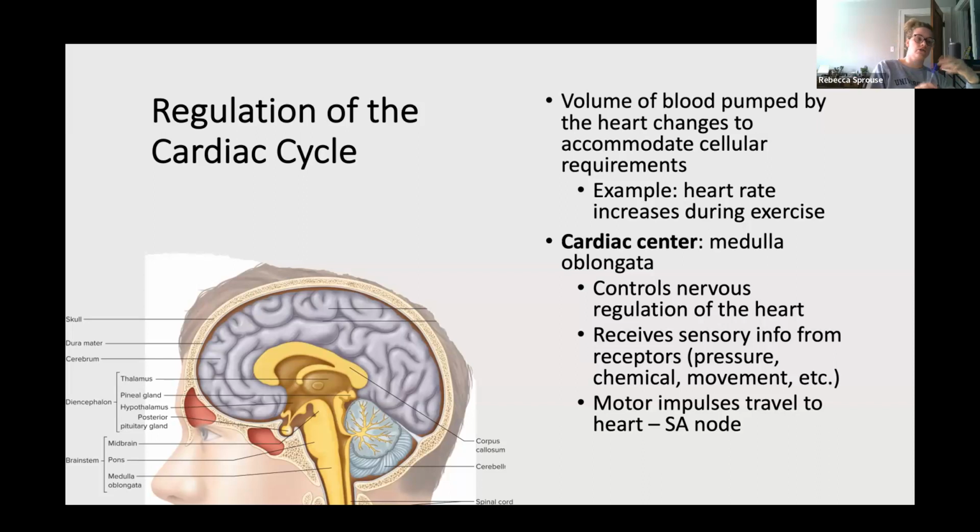receptors, like detecting oxygen level, carbon dioxide level, maybe even pH. Movement, which would be your proprioceptors. Proprioceptors detect movement in terms of exercise, something like that. And those motor impulses are going to travel to the heart or the SA node. That's going to be the effector. Remember, we have a receptor, control center, effector. Our effector is going to tell the SA node to either fire faster or fire slower. So just to reiterate, the SA node is self-firing, but in terms of homeostasis, it can be directed by the nervous system if it needs to be.